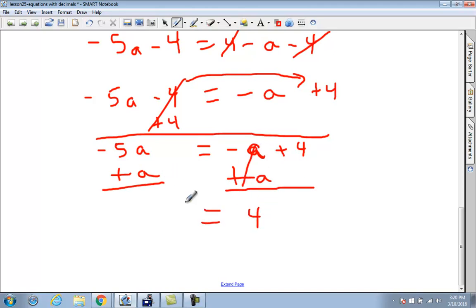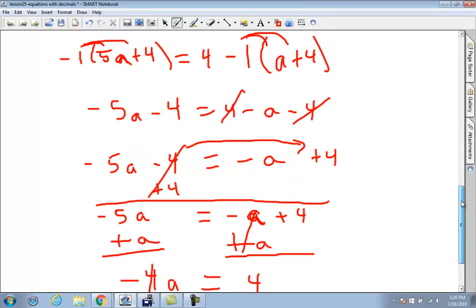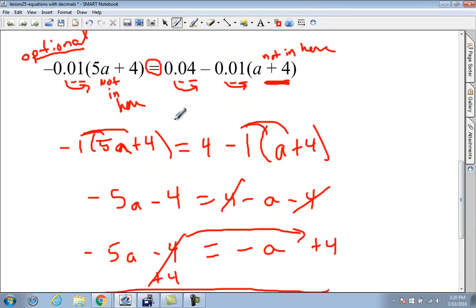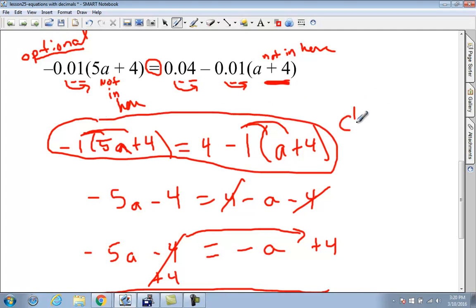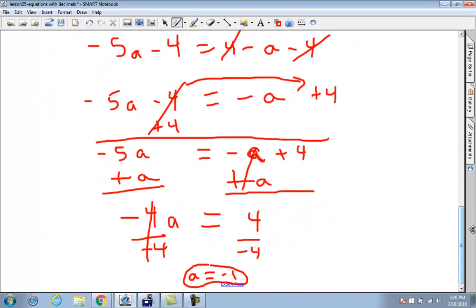Now on this side of the scale I have just 4. -5a plus a makes -4a. And then divide both sides by the coefficient. And voila! 4 divided by -4 is -1. So what I'm getting at is no matter what, I'm still going to arrive at the right answer, whether I take this path of getting rid of the decimals in a legal way. So note to self, clear decimals. Whether I take this path of clearing decimals or whether I deal with the decimals as I did earlier, I'm still going to arrive at -1.